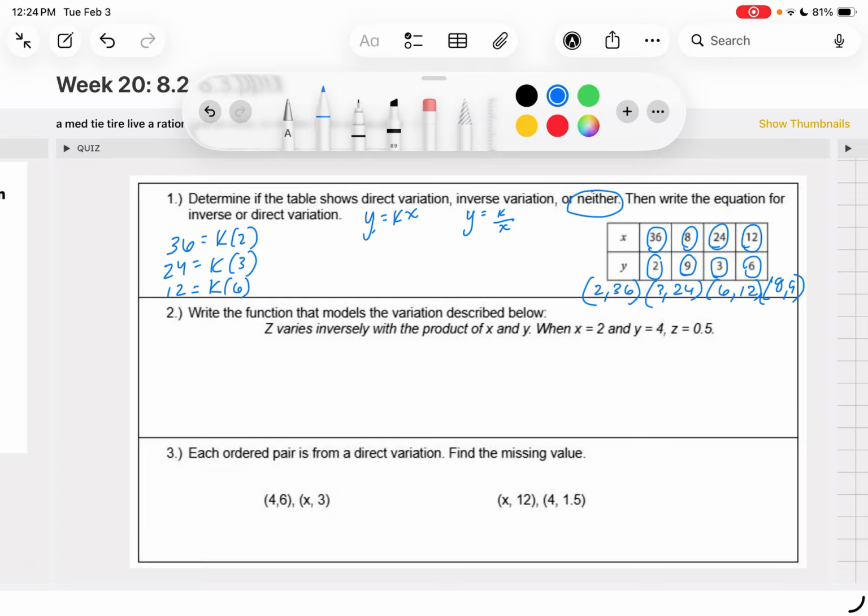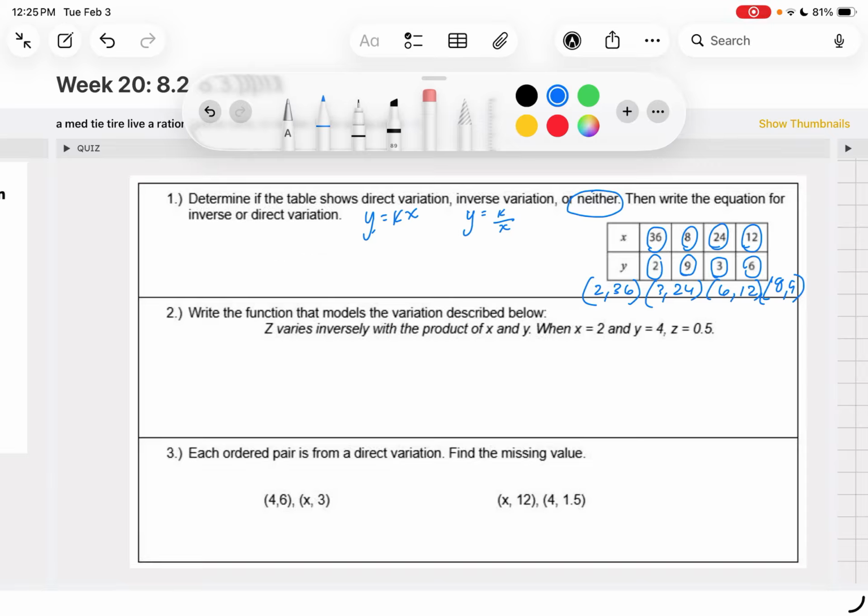Let's make sure I didn't make any mistakes there. Okay, so for that first pair, I could see k would have to be 18. For the second pair, k would have to be 8. So I can already see this is not going to be a direct variation, because with the x's and the y's, there's no correlation. They're not increasing by the same amount each time, okay?